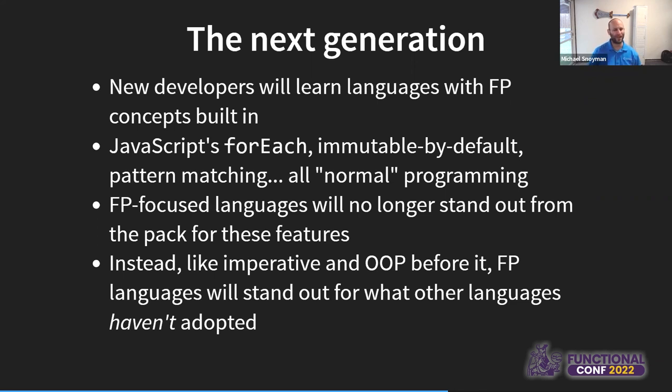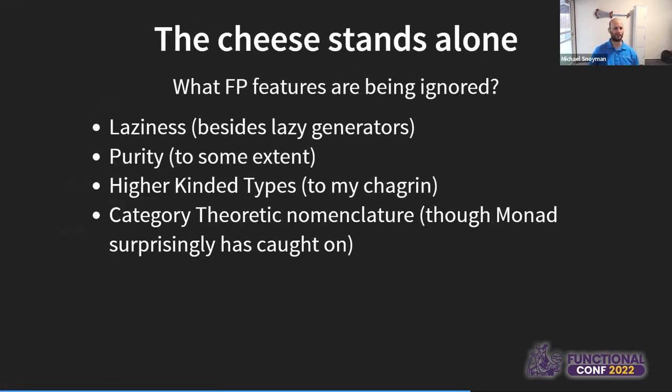Okay, instead, like imperative and object-oriented programming before it, FP languages are now going to stand out, not for the cool innovations that have taken the world by storm and everyone is using them because they're so great. Instead, I predict 10 years from now, maybe even less, people coming out of school, people starting to write code for the first time, are gonna look back on languages like Haskell for the things that other languages haven't adopted. So what are those things?